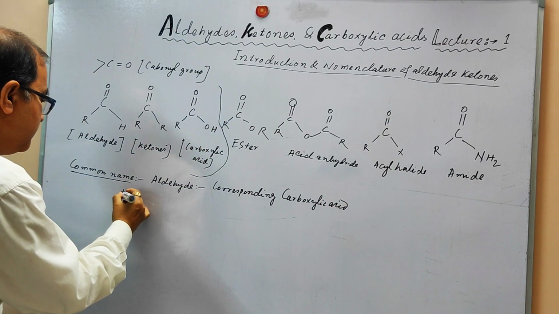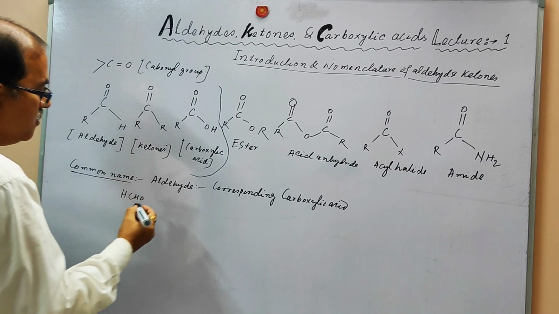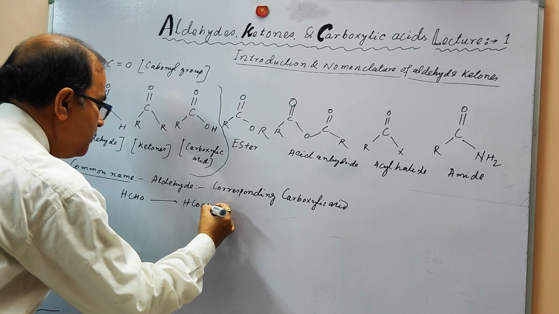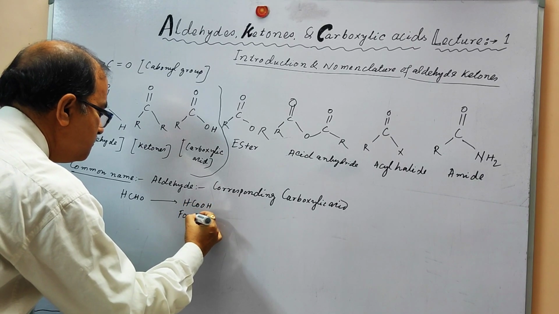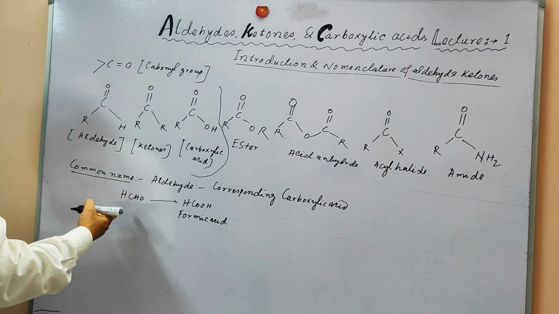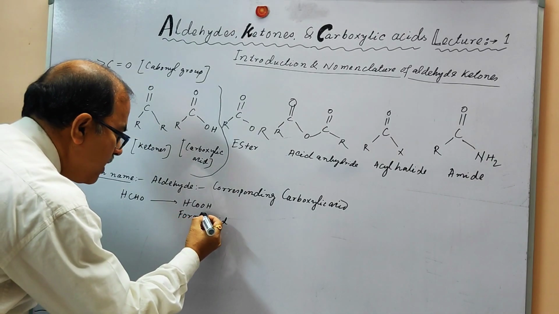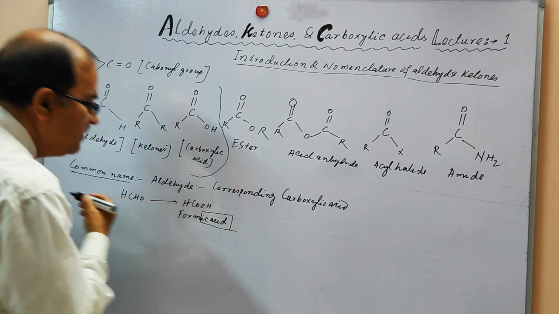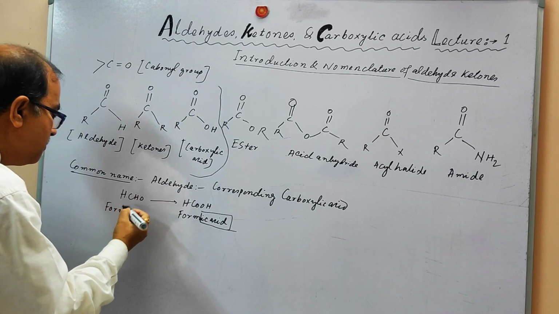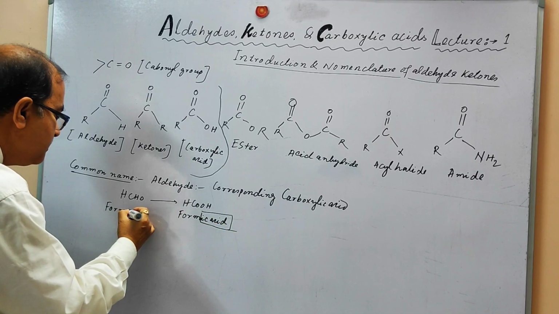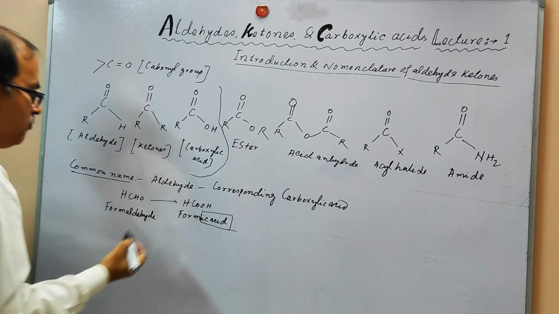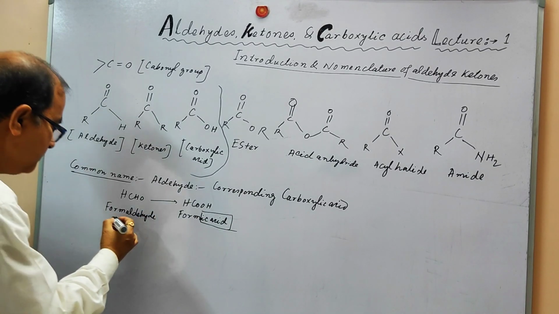Let us understand. Suppose this is an aldehyde, HCHO. Its corresponding acid is formic acid. So what will be the common name of this aldehyde? We have to replace the ic acid by aldehyde. So you can see this is formic acid; we replace the ic acid and give aldehyde. So the common name will be formaldehyde.